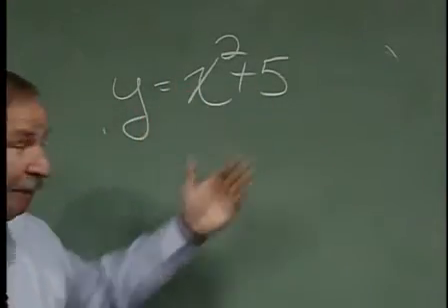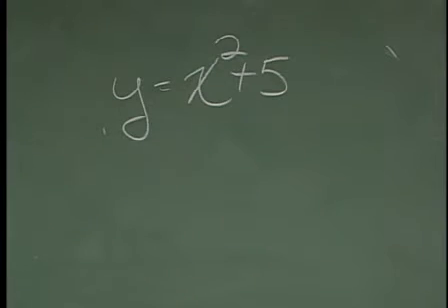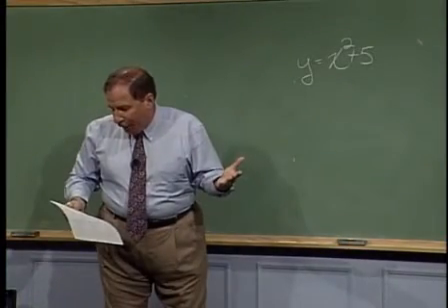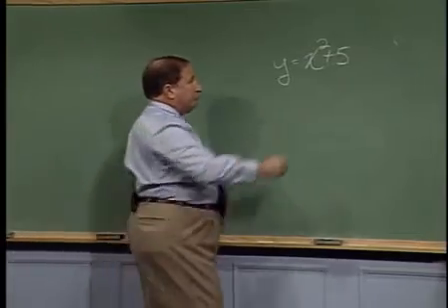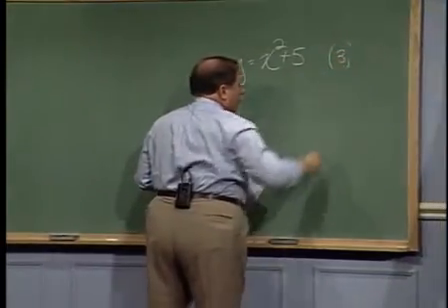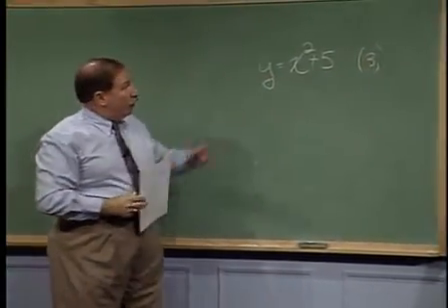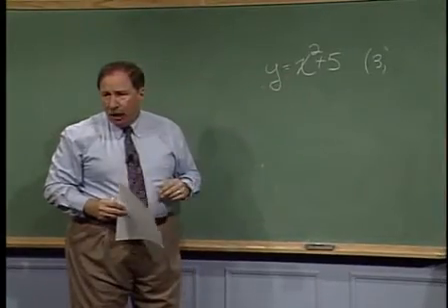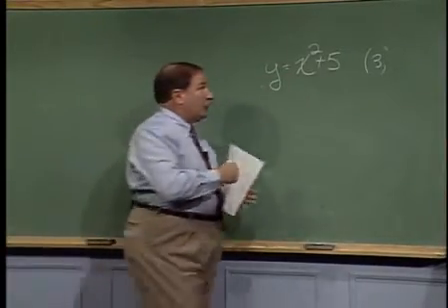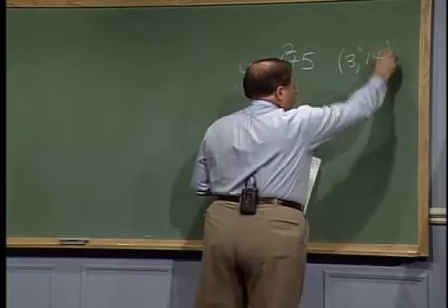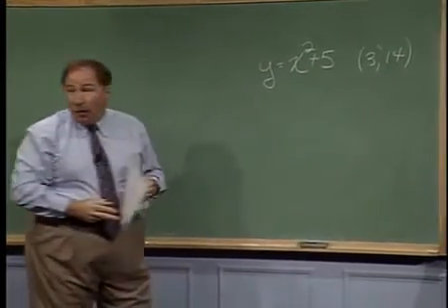If I add 5, I only get one answer. In fact, let's take an example. What's a good example? Let's put in x is 3. If x is 3, what's y? Well, 3 squared is 9. 9 plus 5 is 14. And unless you don't know how to square or add 5, you'll always get the right answer.